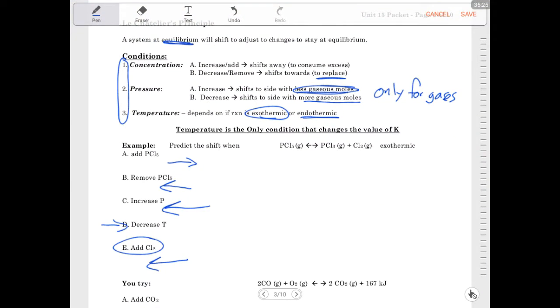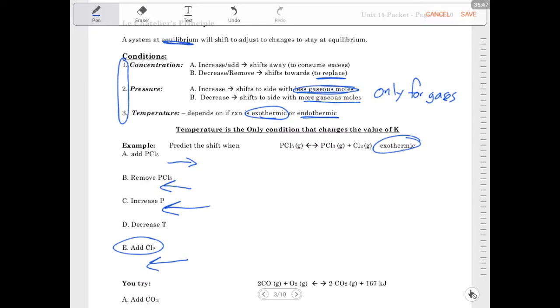So basically, for every reaction that you're given, when you have to figure out what's going on with the shift with Le Chatelier's, they're going to tell you if it's exothermic or endothermic. Exothermic means you are releasing energy. You're releasing heat. Endothermic means you are absorbing it. You're taking it in.